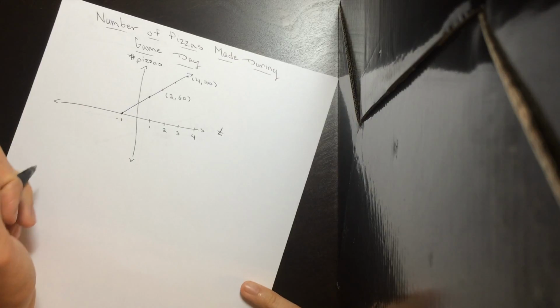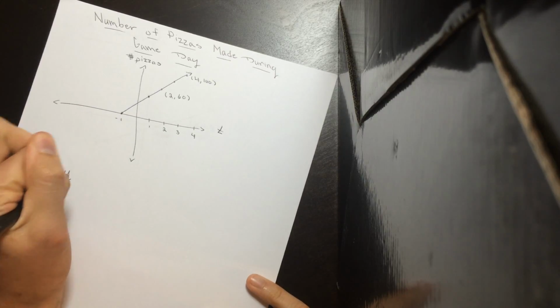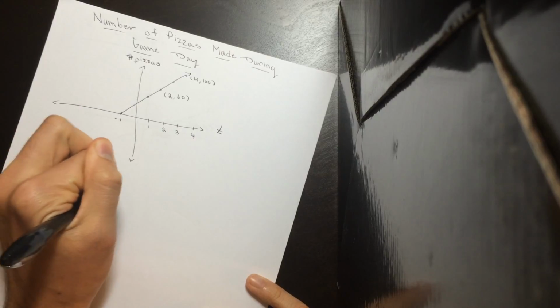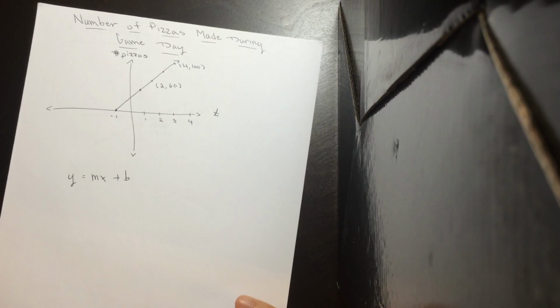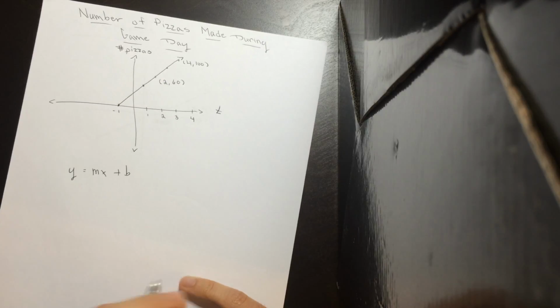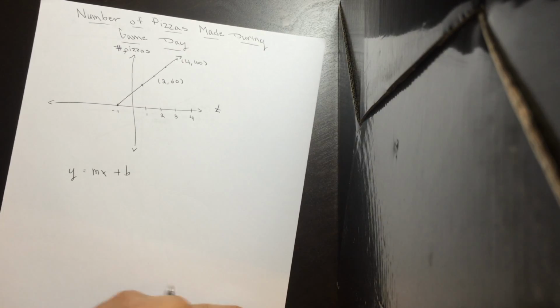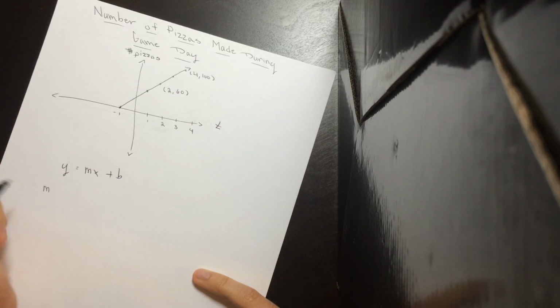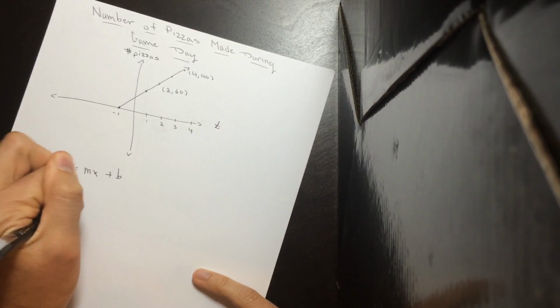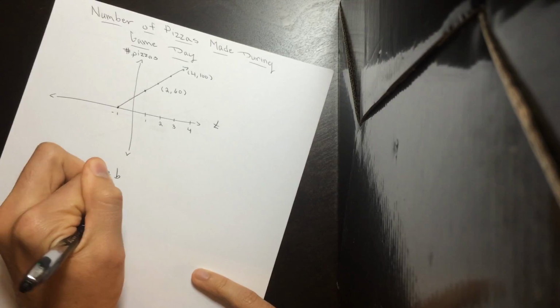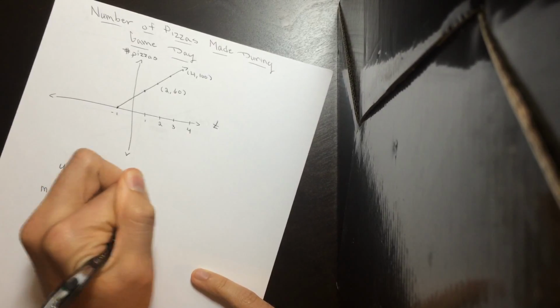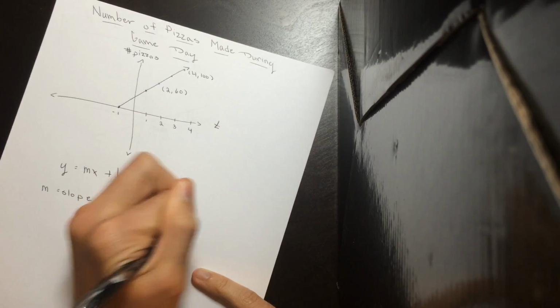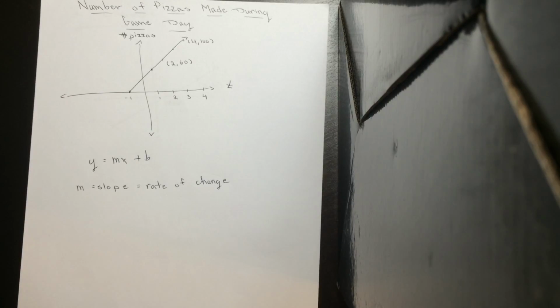So we know we have the slope-intercept form, which takes the form y is equal to mx plus b, where m is slope and b is the y-intercept. So we need to find a few things. If we find our m and our b, we have the equation of a line. So how can we find the m and the b? Well, I told you m was slope, which is also equivalent to rate of change. They're used interchangeably with a linear equation. Slope and rate of change are the exact same thing.